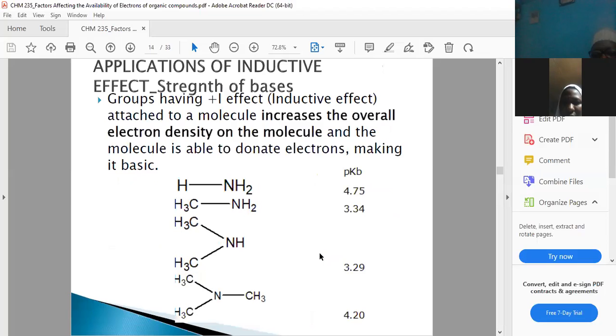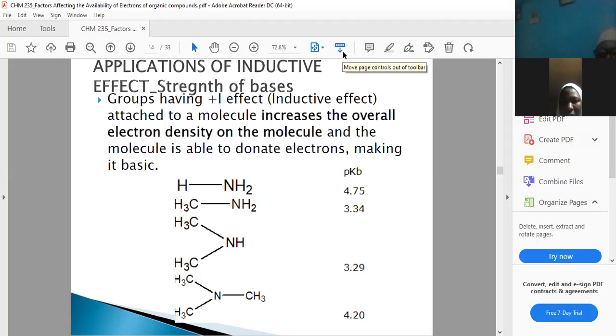So if you recall, we said for acids, we use pKa as a measurement. And we said that the lower the pKa, the stronger the acid. The same thing also goes for bases. The lower the pKb, the stronger the base. Are you getting it? Yes, sir.